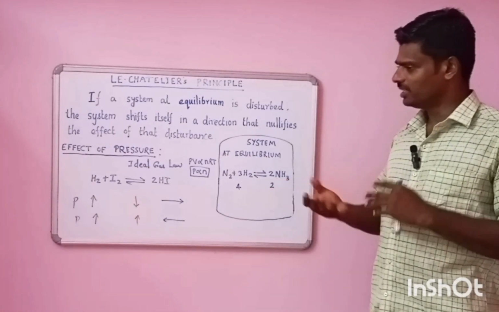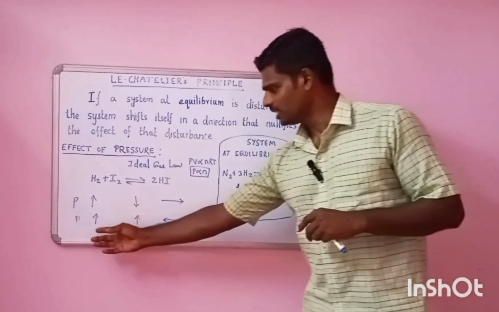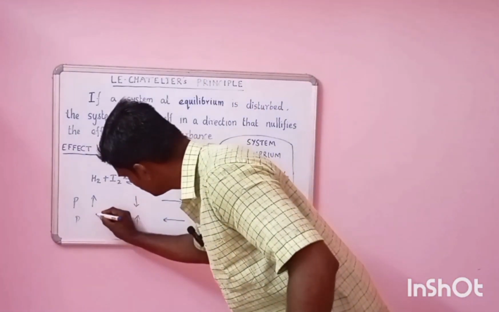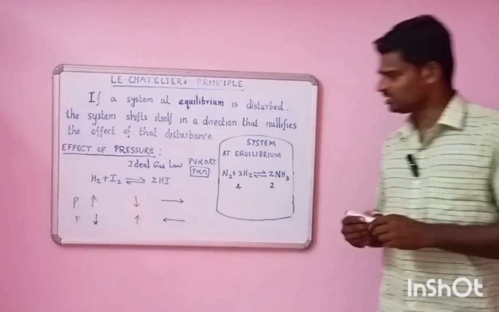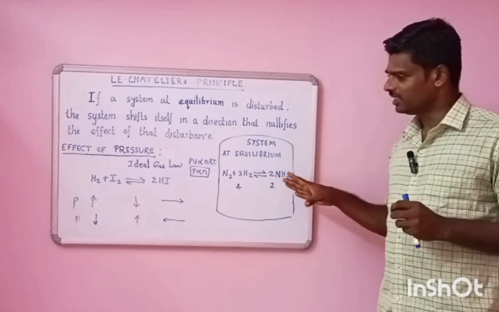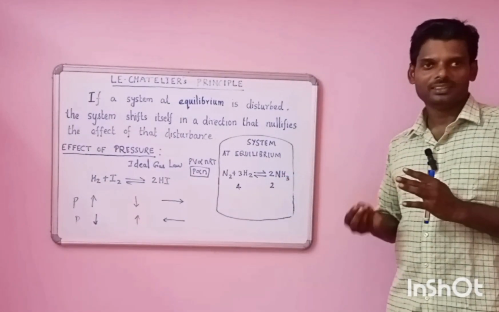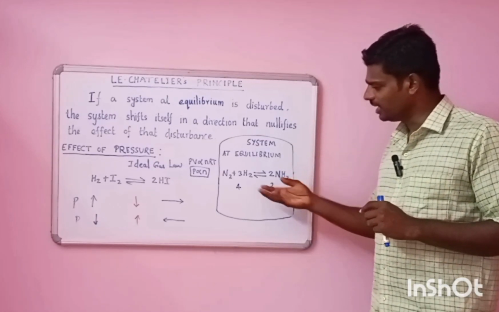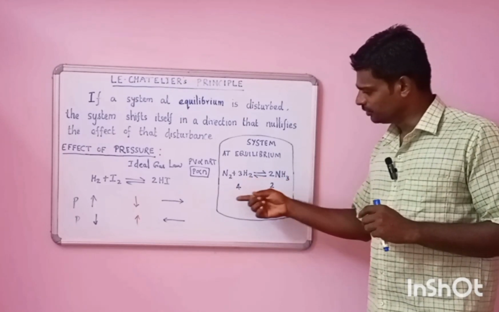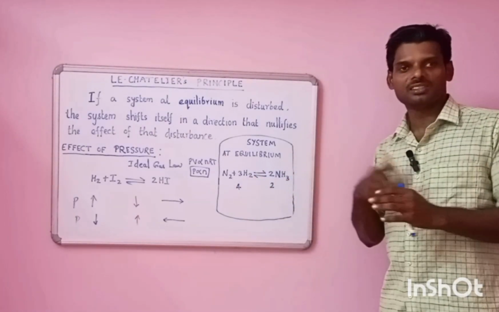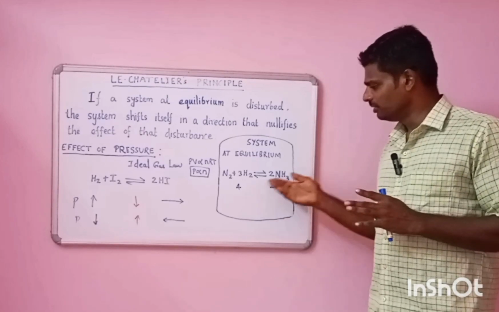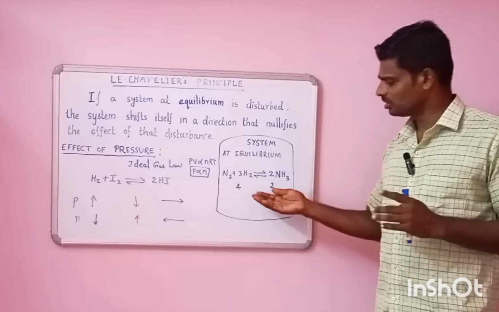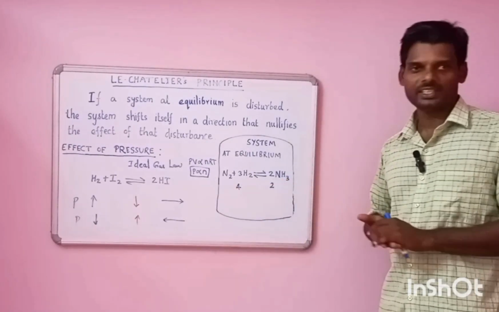Now we will see the other case, if we decrease the pressure in the system, the system will try to increase the pressure. How can it increase the pressure? The only way is if the number of moles is increased, then the pressure will be increased. So in which direction does it have to move to increase the number of moles? It will be towards the backward reaction.